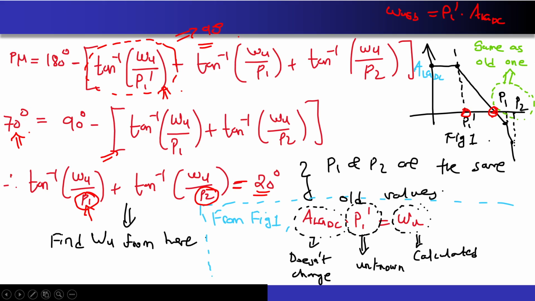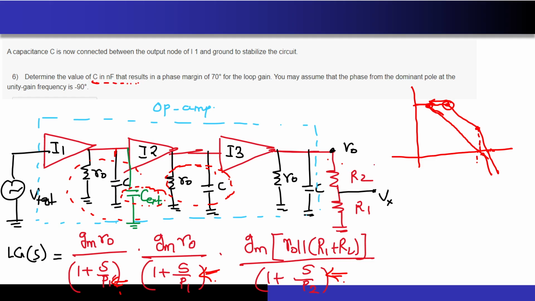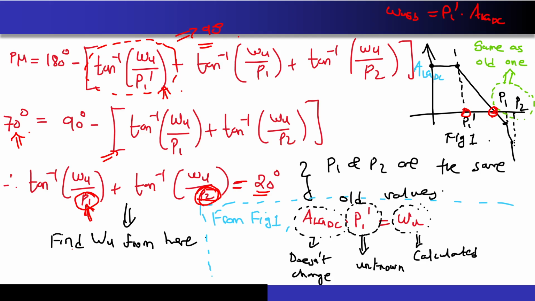Because this is the same expression that I have taken in the previous case as well. I don't want to confuse with respect to the previous case. That's why I did not change the notation of the poles. This pole P2 is nothing but this output pole. Correct. It is this output pole. The P1 dash pole is nothing but this particular pole caused by this particular RC constant. Okay, so from here we can easily find out the value of omega u.